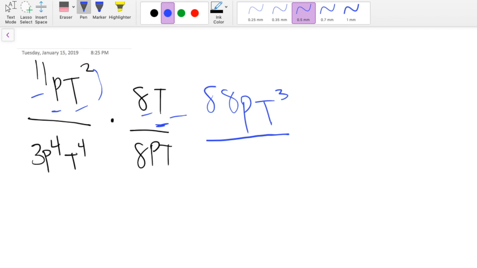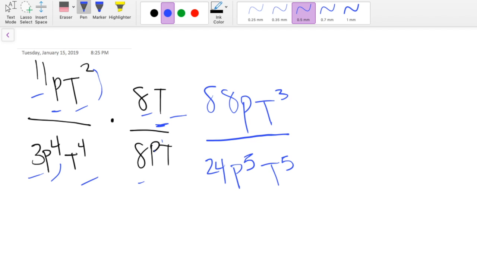Same thing we did at the top, we're gonna do at the bottom. 3 times 8, we get 24. Then we're going to do p to the 4th times just 1p. That's going to give us p to the 5th. Then t to the 4th times 1t. That's going to give us t to the 5th.